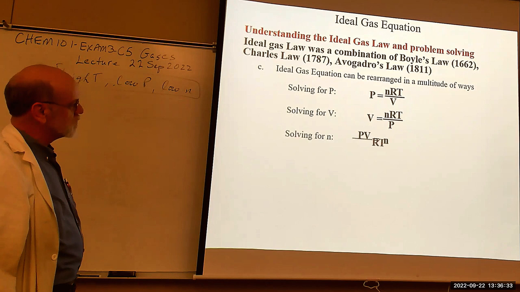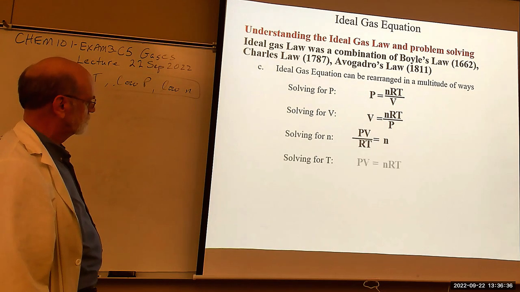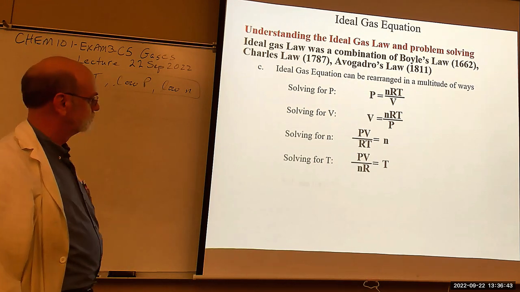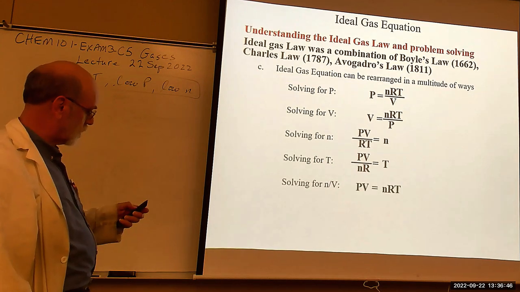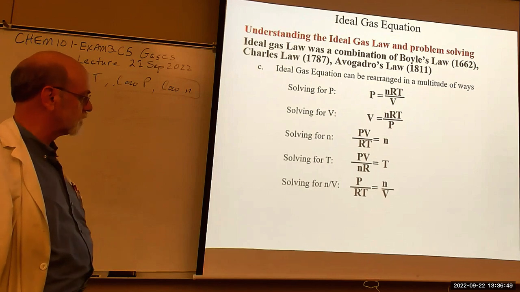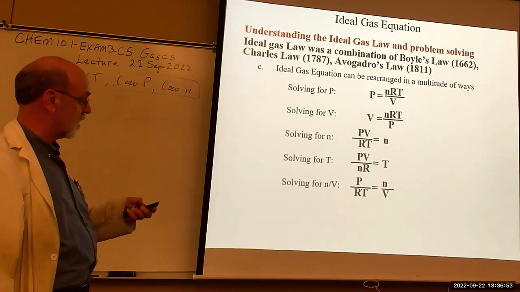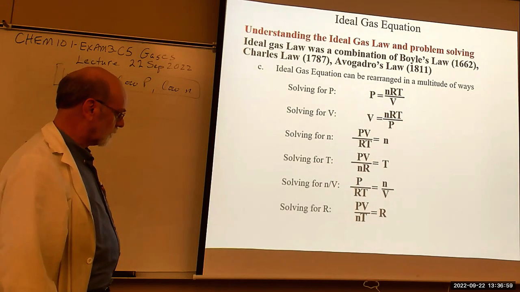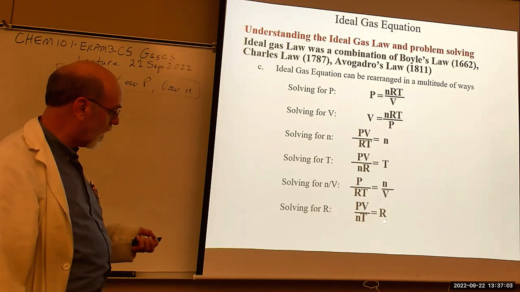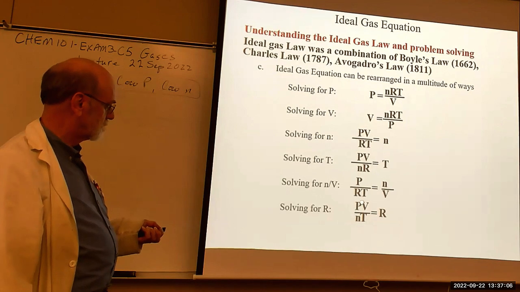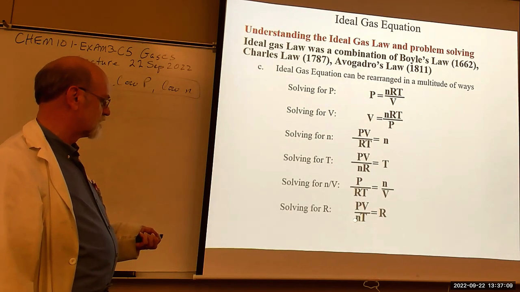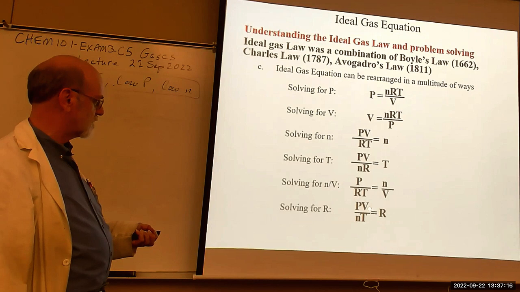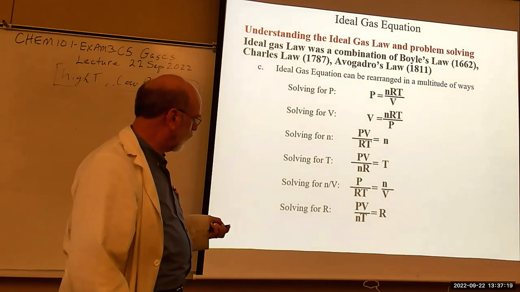All right, so there are various ways that you can solve this equation. There are four variables in there, so you can solve it for four. You can solve it for ratios. Suppose we want to know the ratio of moles to volume. So you put N over V on one side and the rest of them on the other side. Or you can solve it for R. If we know R and pressure is in atmospheres, this is in moles, and this is in Kelvin, then you can find out at, say, one atmosphere pressure.